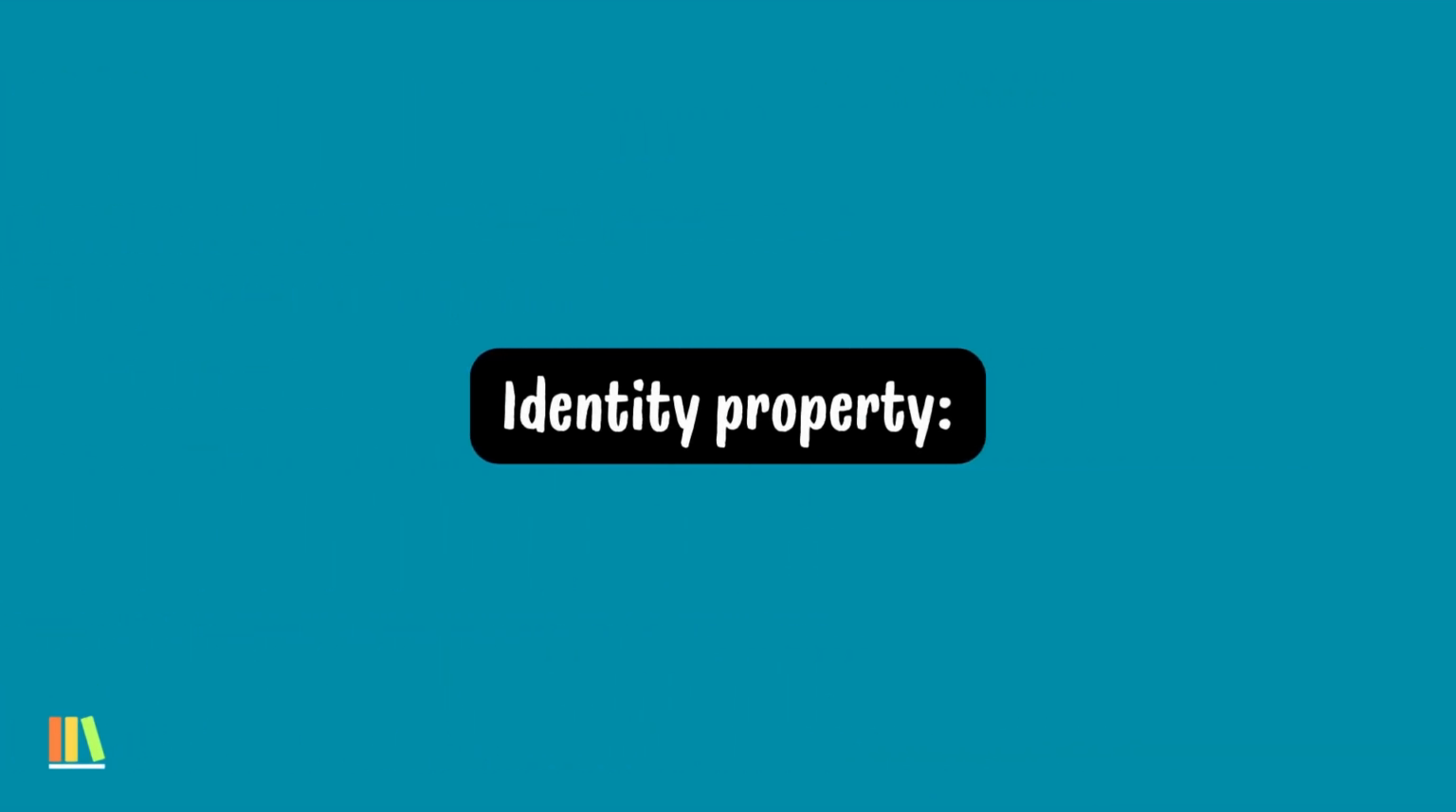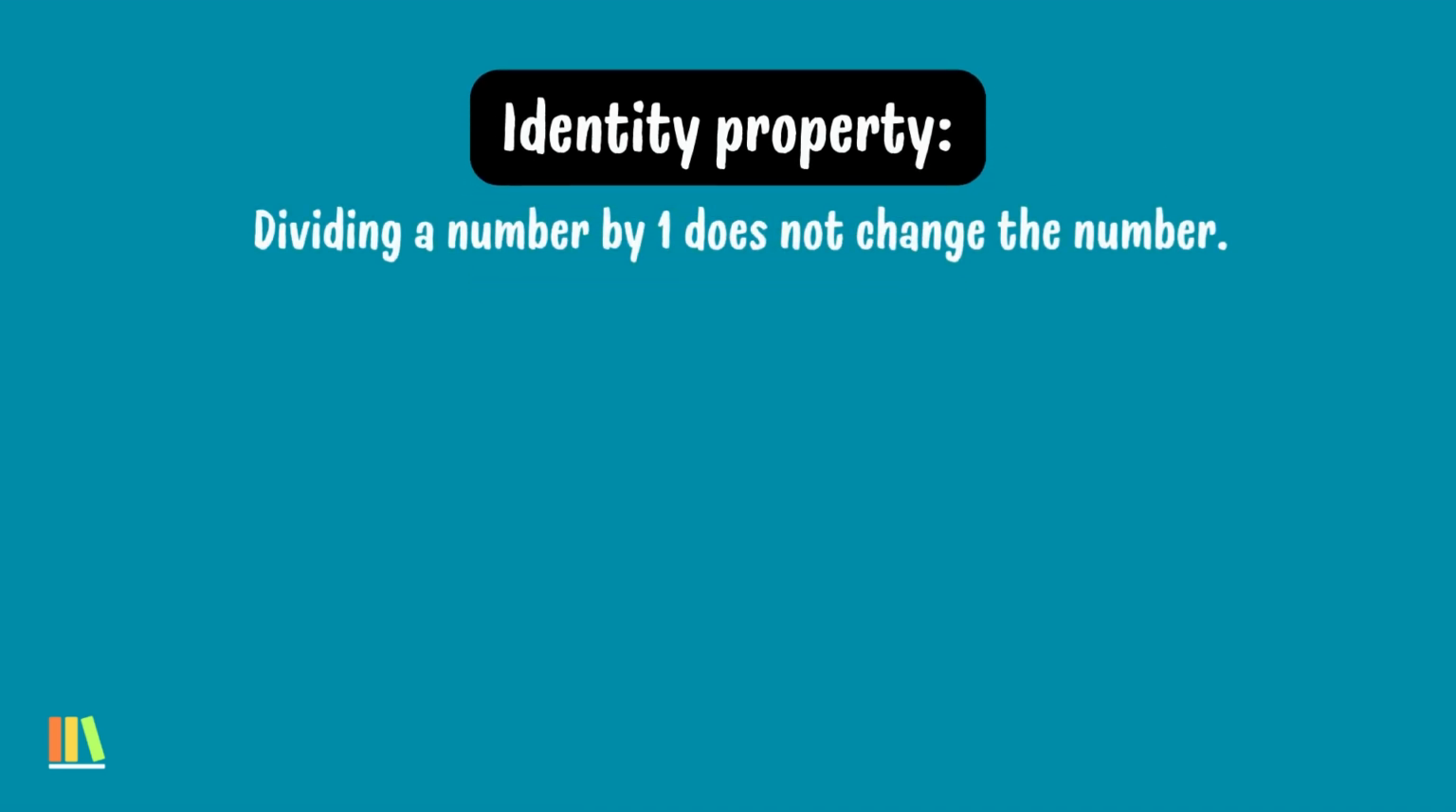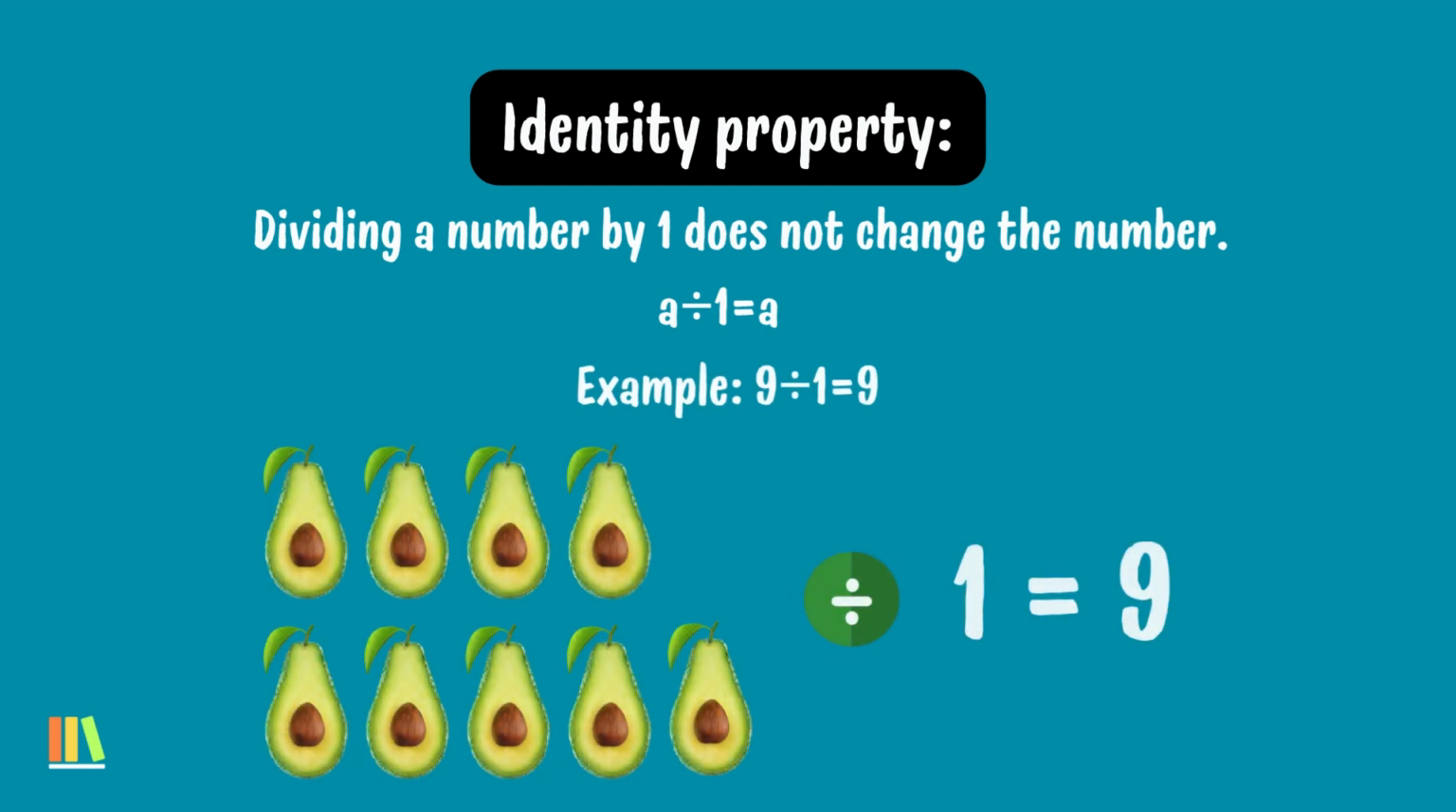Identity property. Dividing a number by 1 does not change the number. A divided by 1 totals A. Example, I have 9 avocados and I divide them by 1. I would then be left with a group of 9 avocados.